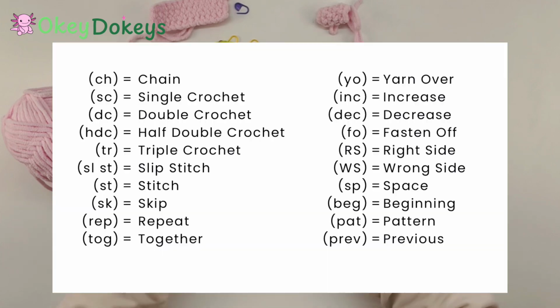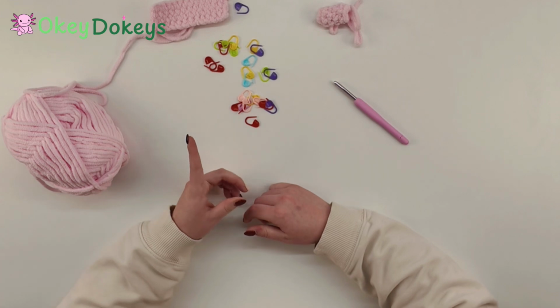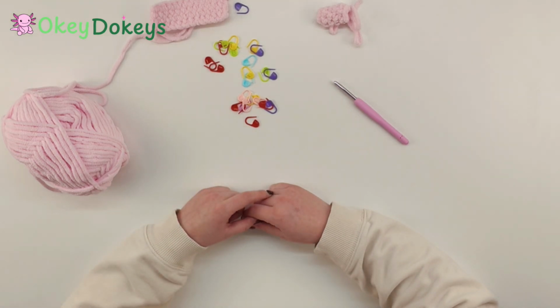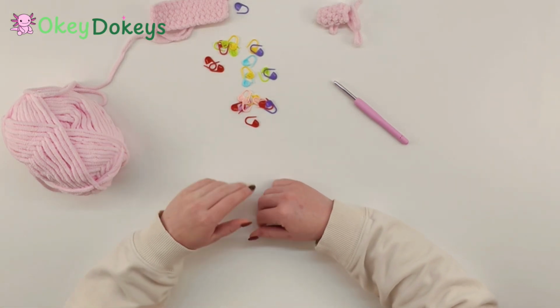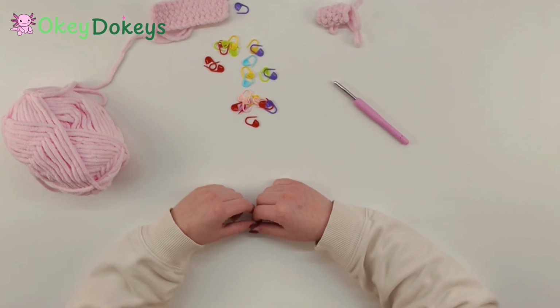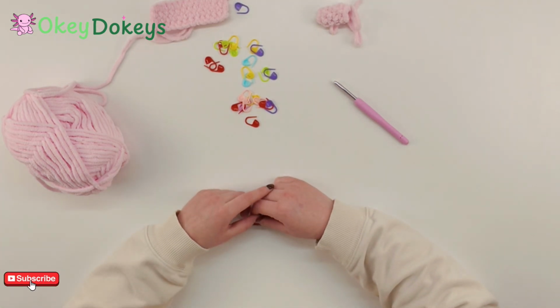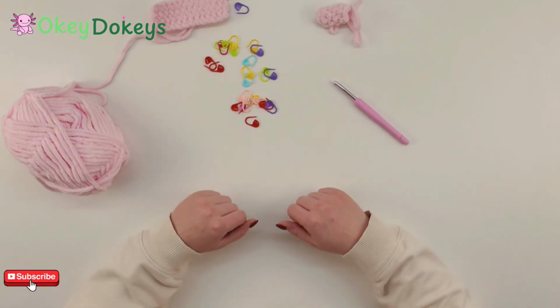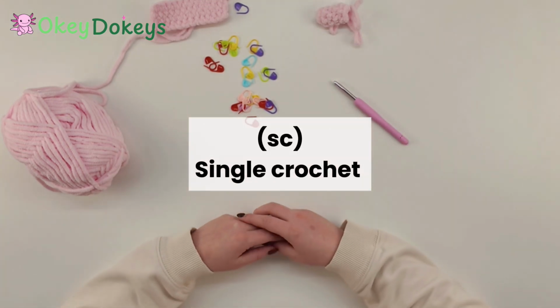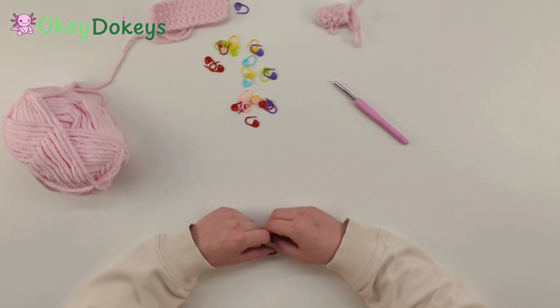Today we're going to unlock the secrets of crochet abbreviations. Whether you're a beginner or looking to refresh your skills, understanding these shorthand symbols will make following patterns a breeze. Let's get started. Crochet abbreviations are like shortcuts used in patterns to make instructions compact and easy to read. Instead of writing single crochet, patterns use SC. It simplifies reading, but it requires a bit of learning.